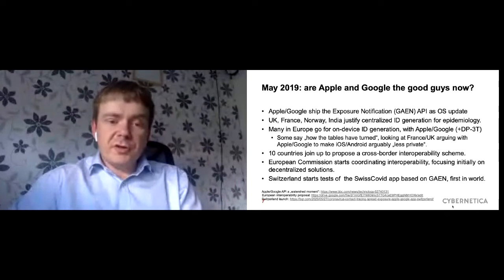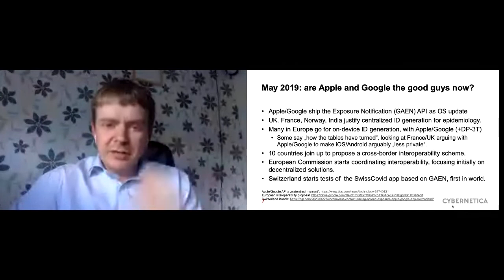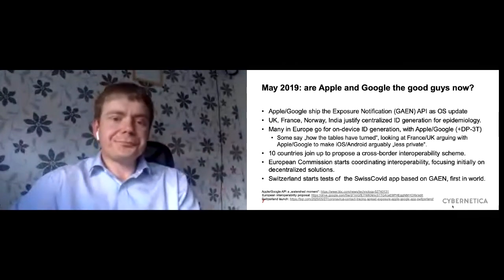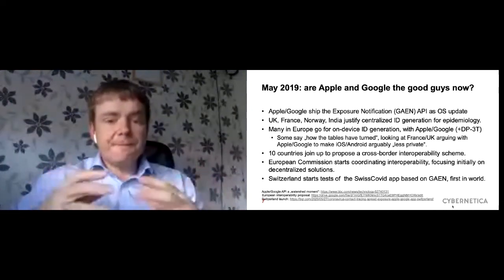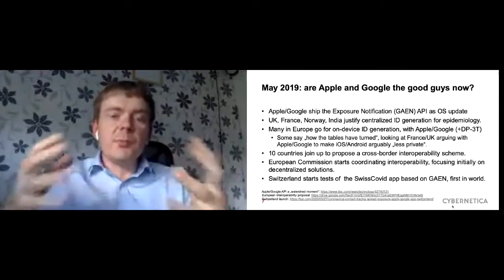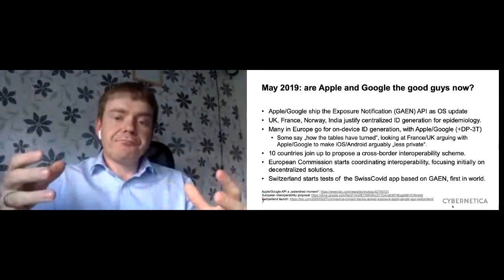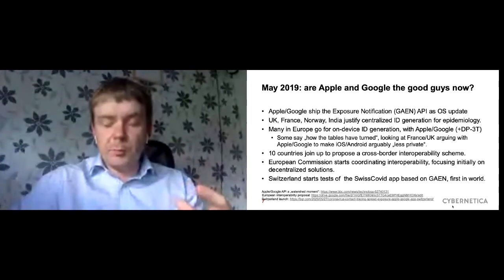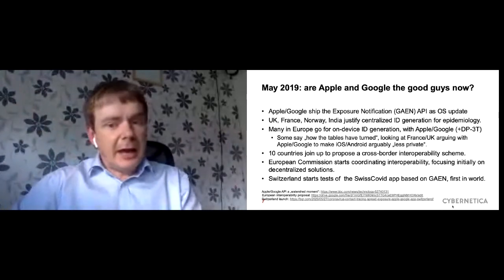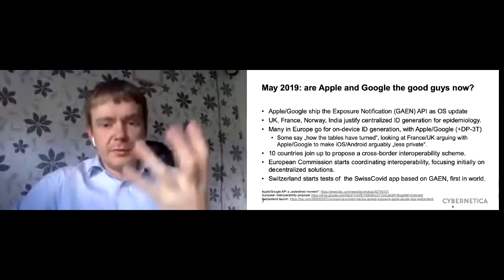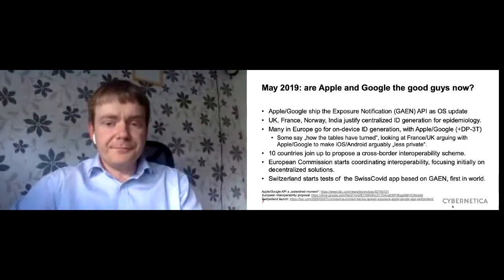And countries jumping on board include places like Germany and so on. So pretty large countries are going with this. And some people say how the tables have turned, looking at France and UK trying to convince Apple and Google to make iOS and Android remove the restrictions, to make this API also support centralized ID generation, or at least more epidemiological data. But Apple and Google did not cave to that. As such, people started asking the question in the title of the slide.